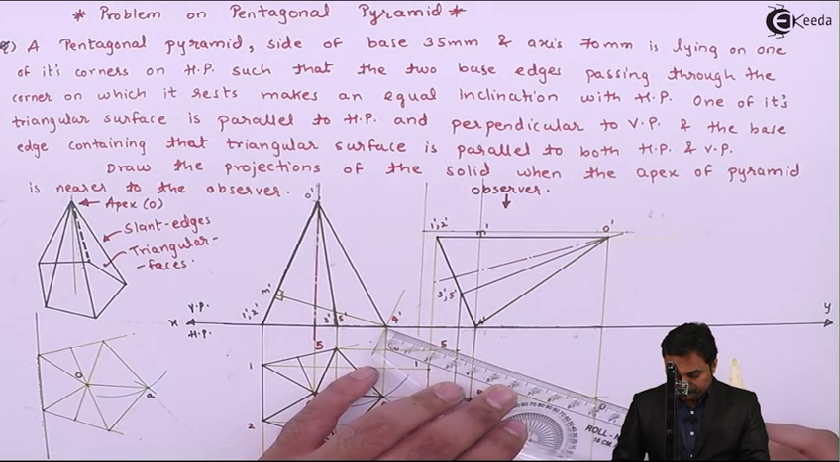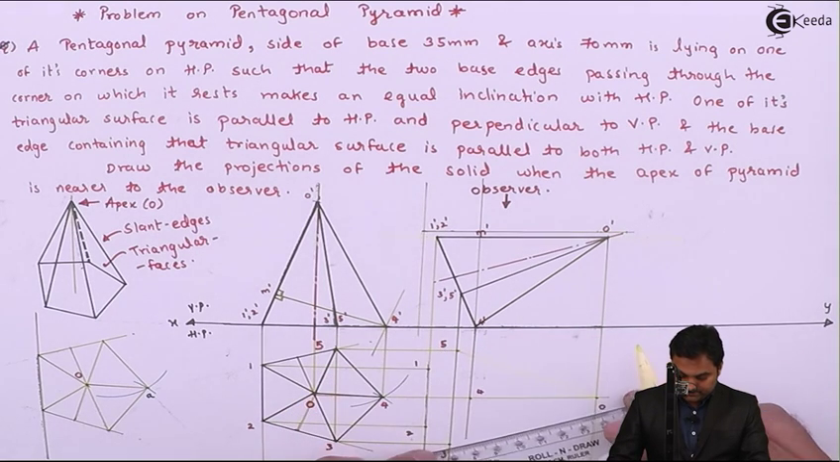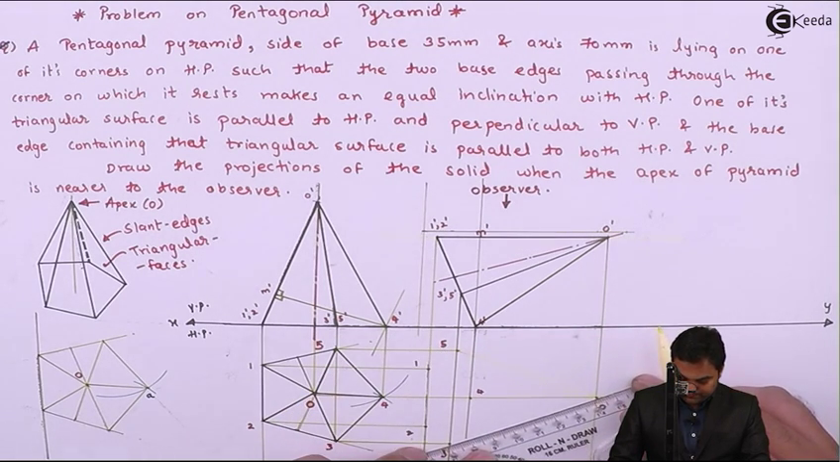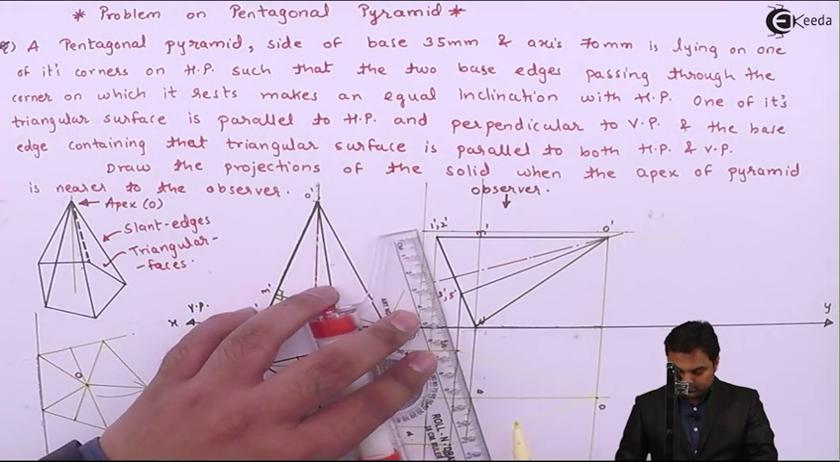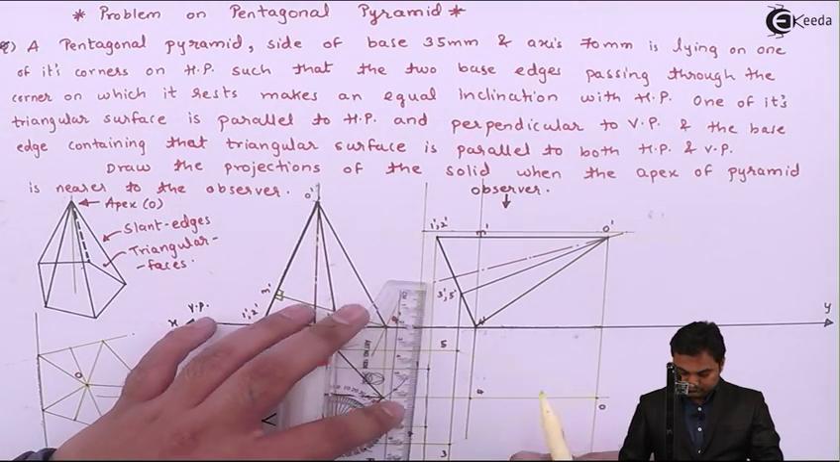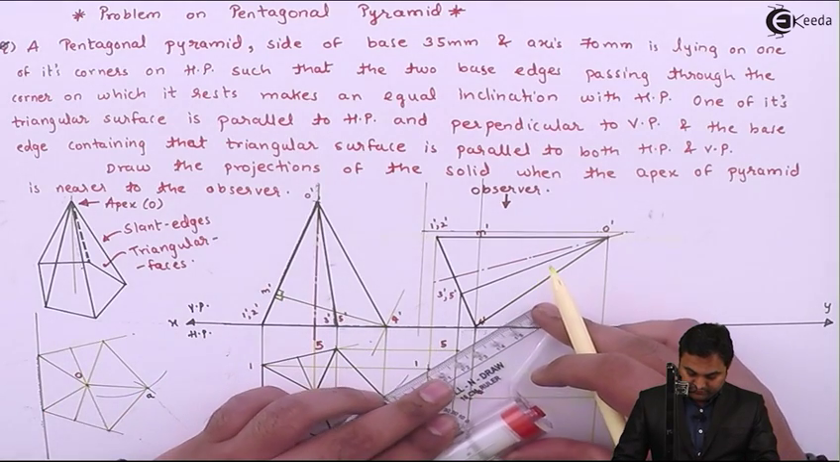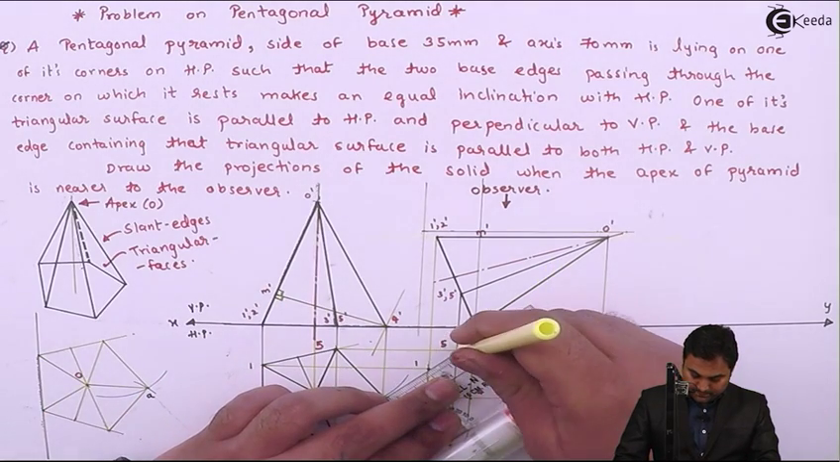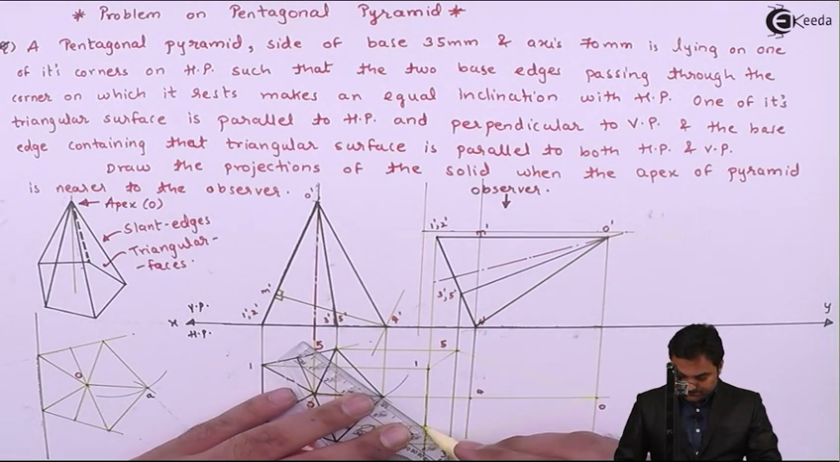So point 025 will give me this slant edge. Next point 023. Then 1 to 2 is already connected. 1 to 5 will be visible from the top. Similarly 1 to 3 will be visible.